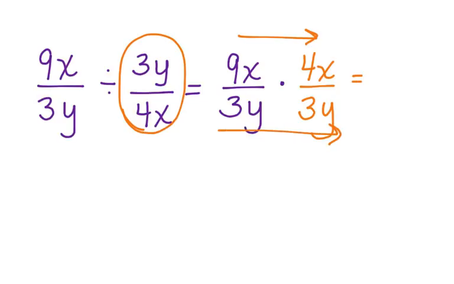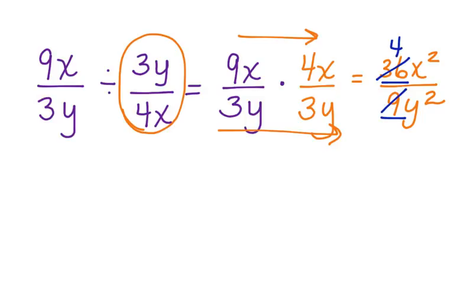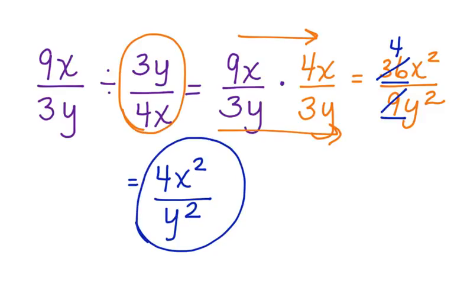9x times 4x gives us 36x squared over 3y times 3y, which is 9y squared. Now, we can simplify here. We can simplify the coefficients. We can simplify 36 and 9. 9 divided into 36 is 4 times. This leaves us with 4x squared in the numerator and y squared in the denominator. There's nothing else we can simplify here, so this is our final answer.